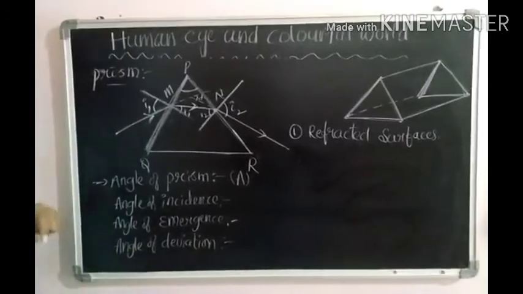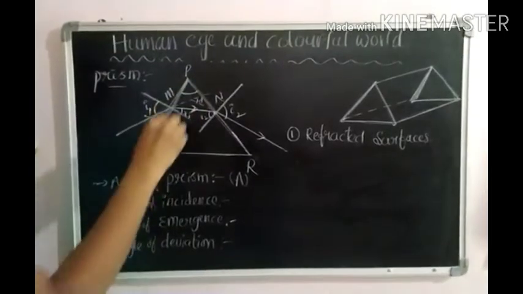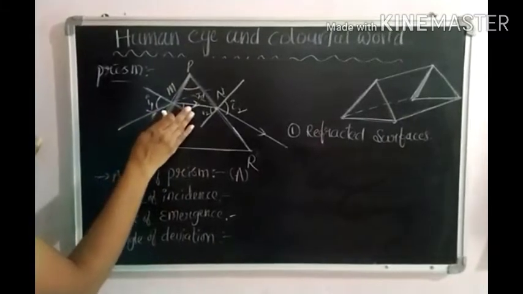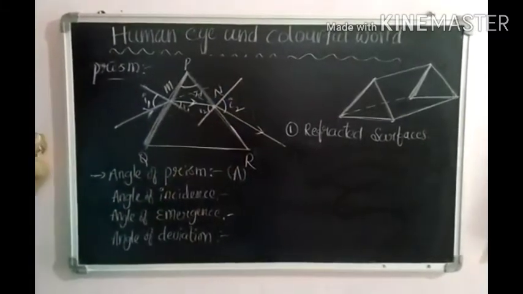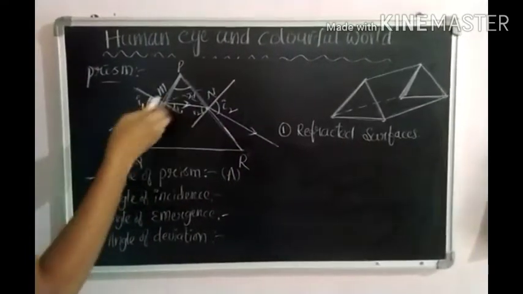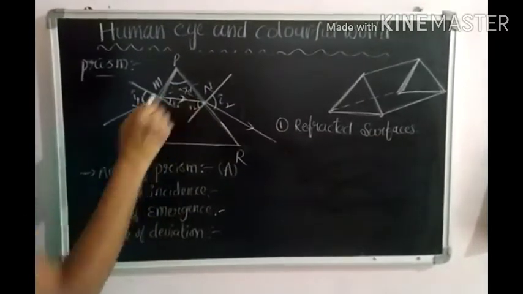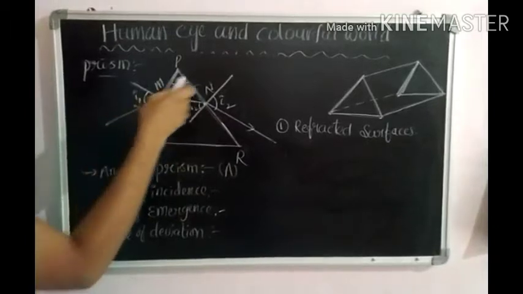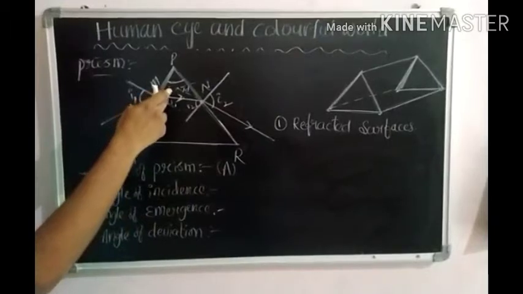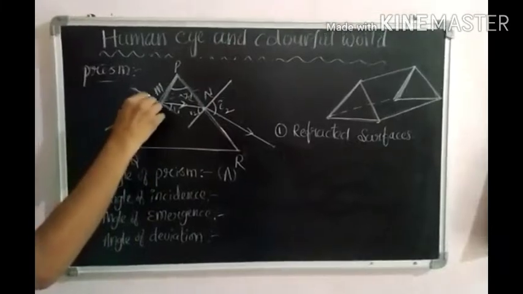What is the angle of deviation? This is the incident ray. If the prism is absent, the light ray travels in a straight path. If the prism is present, the light ray takes this much of deviation. So now I am going to extend this incident ray and emergent ray. These two are intersecting here. The angle made by the extended incident ray and extended emergent ray is said to be angle of deviation. This is the angle of incidence.